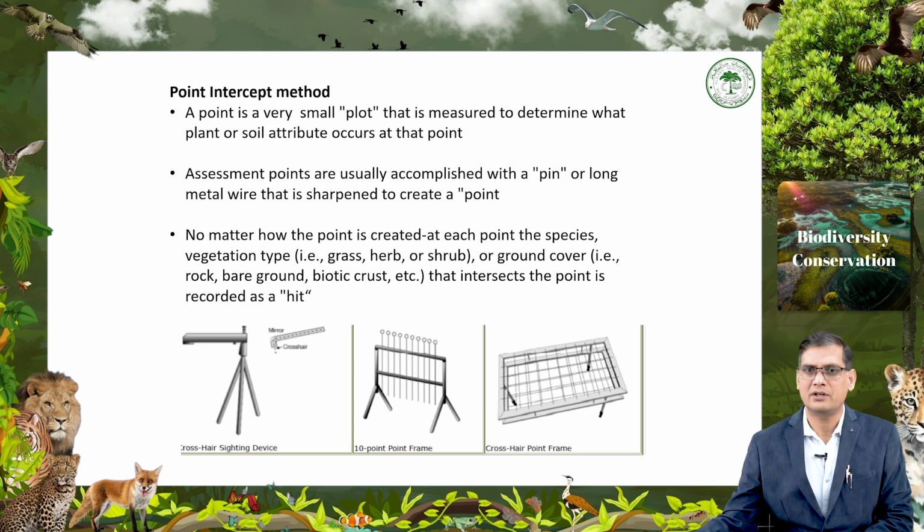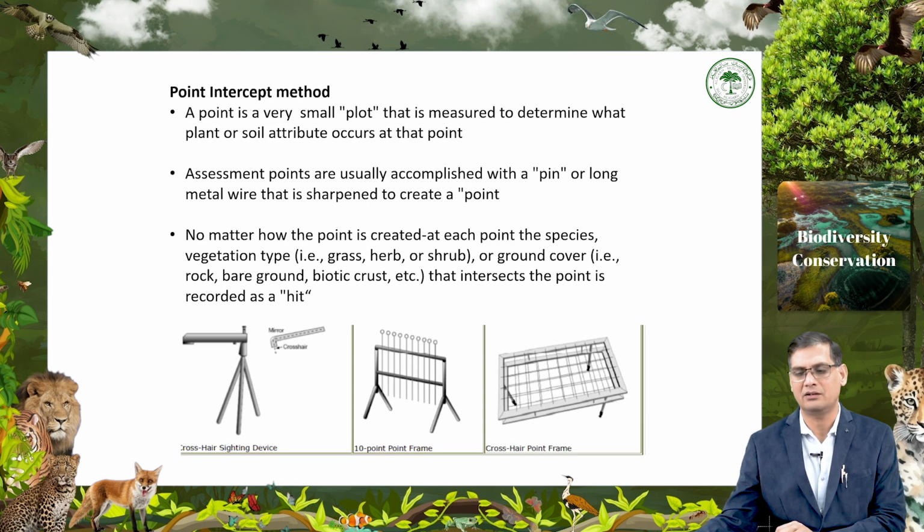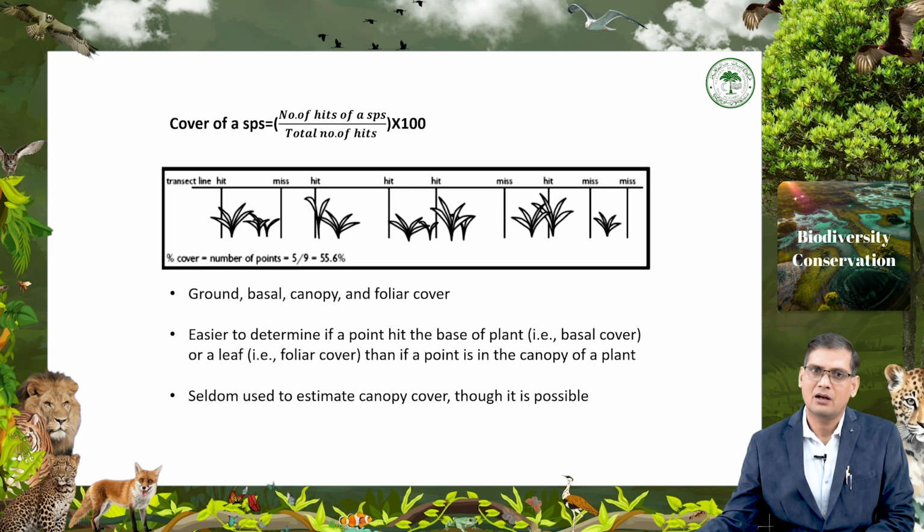At each sampling point, the surveyor can use either a crosshair sighting device or a 10-point frame or crosshair point frame to create the hit in the field. After sampling, the cover by a particular type of item or a vegetation can be calculated by using the following formula. Cover of a species or item is equal to number of hits of a species or item divided by the total number of hits and multiplied by 100.